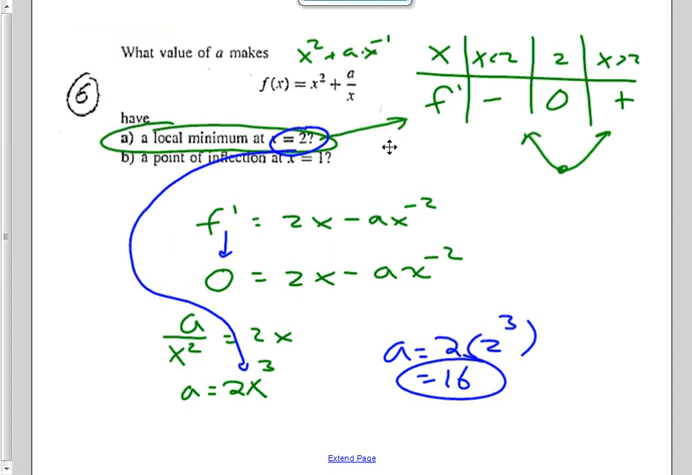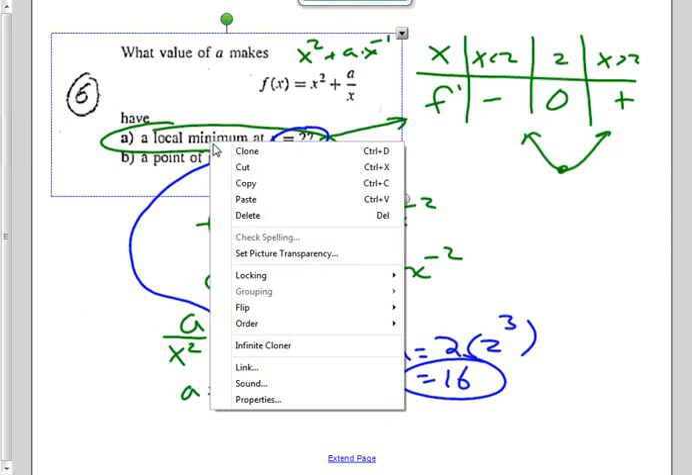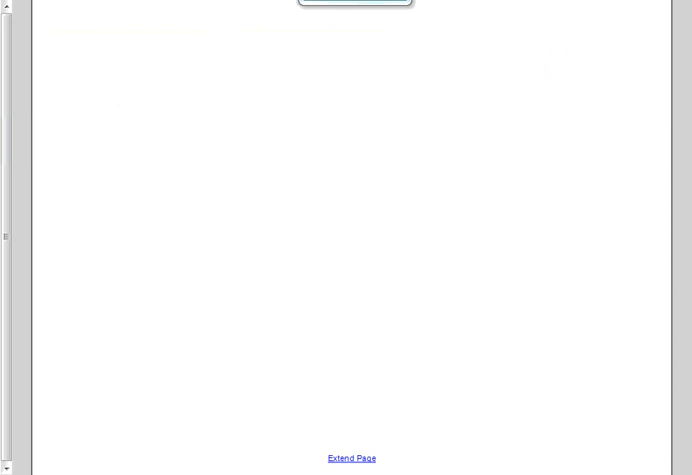So the reason why it had to be a minimum at x equals 2 is that I found the derivative of my function, I set it equal to 0, solved it for a to find for what values of a my derivative equals 0, and then we're forcing x to be 2. So we plug 2 in for x, and that says that if a is 16, then when x equals 2, there will be a minimum. What about for a point of inflection? So we'll do that on the next page.